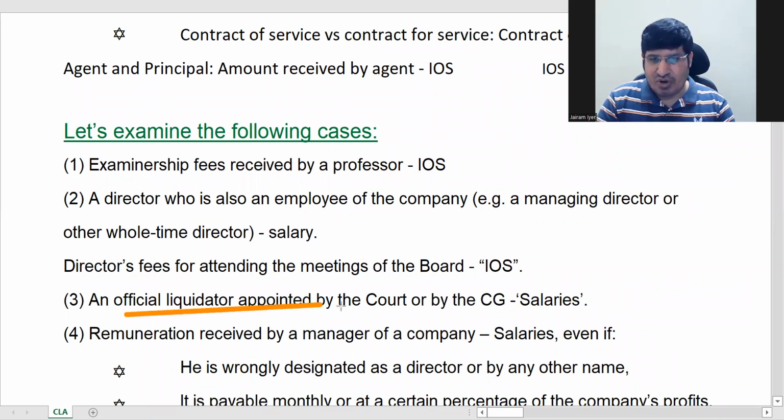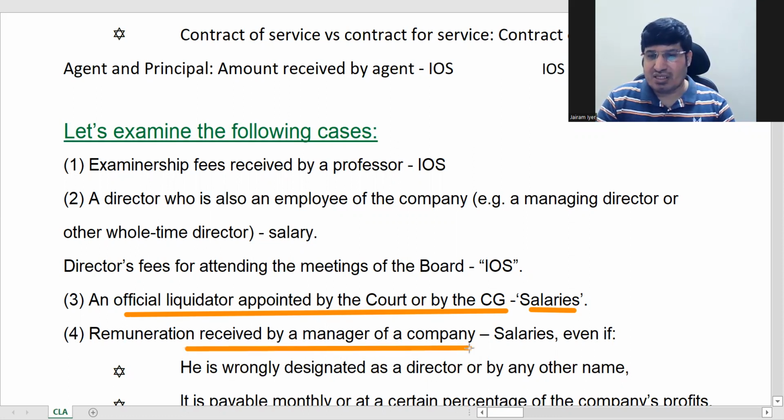Then, official liquidator appointed by the court or by the central government. Now, these liquidators basically have a contract of employment, so that is under salaries. The official liquidator appointed by court or central government, it is salaries. Remuneration received by manager of a company: a company manager is an employee, so it will be salaries.